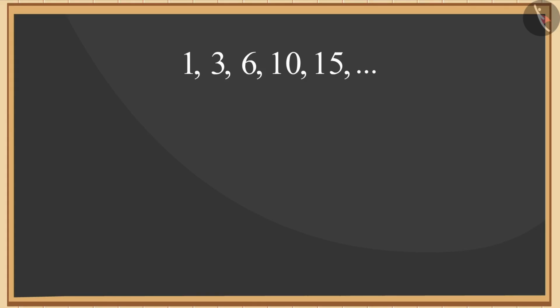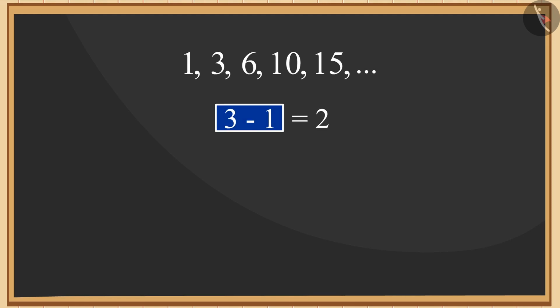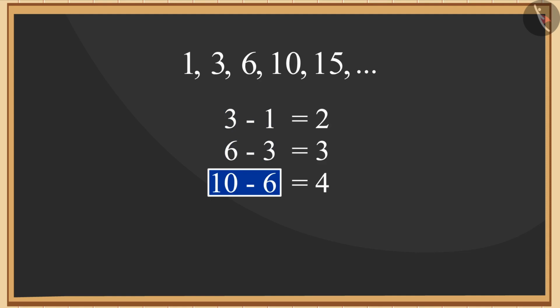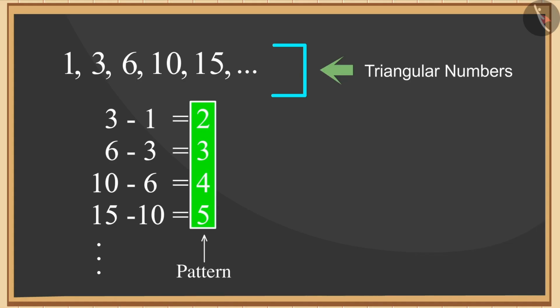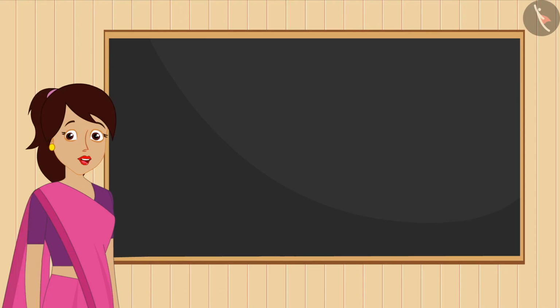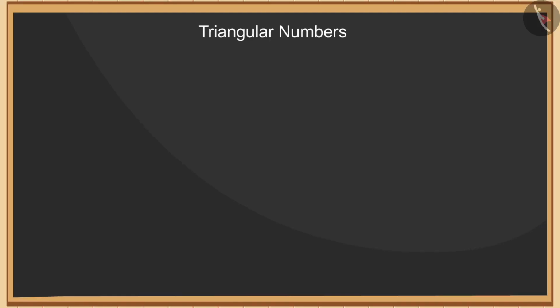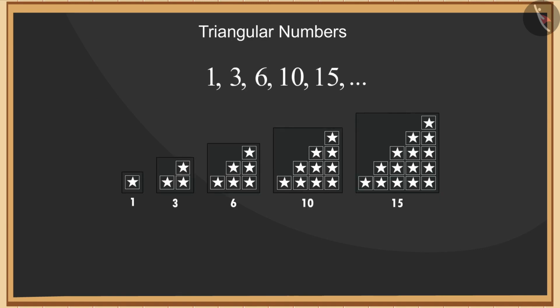Look at these numbers. Are you able to see any patterns here in these numbers? You are absolutely right. These numbers are in increasing order. The difference between the first and second number is 2. The difference between the second and the third number is 3. The difference between the third and fourth number is 4. These are special numbers. They are called triangular numbers. Do you know why? Because they are numbers whose dot patterns can be arranged as triangles.